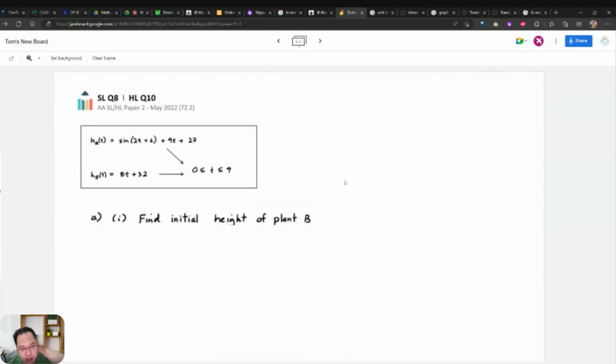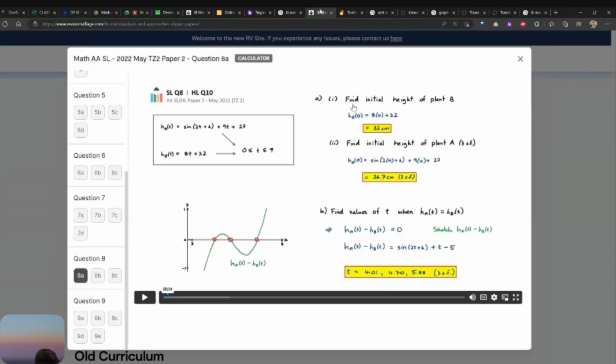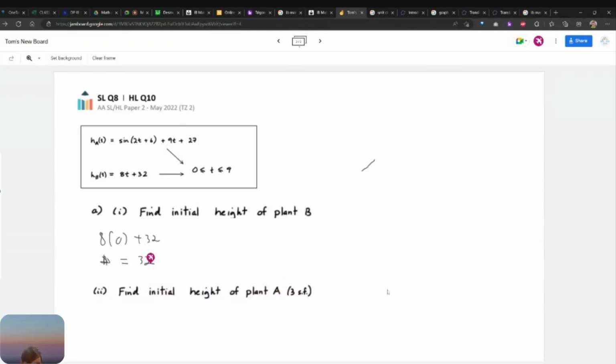Initial height of the plant. We simply need to plug the value t equals 0 into this equation. Wait, do we put it into both equations or only one? Only plant B. Finally, some scores I can get. Also for part 2, they asked for the initial height of plant A, so we have to plug into the other equation also. Oh yes.